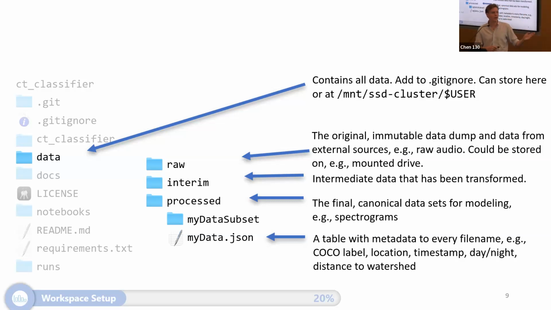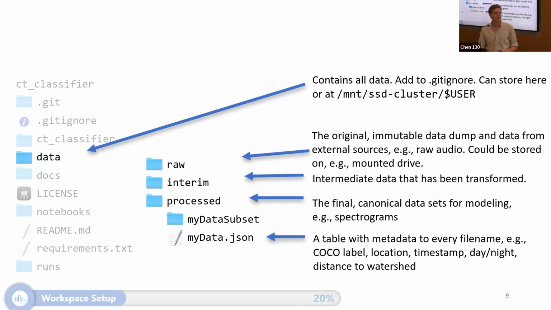I could hold a whole lecture on data management, but maybe one of the essentials is that a raw folder is created that contains all the external immutable data dump. So if you have a camera trap, and you just pull all the data from that camera trap, or you have some microphones, you pull all the data from those microphones in the original format, that's where you put them into a raw folder.